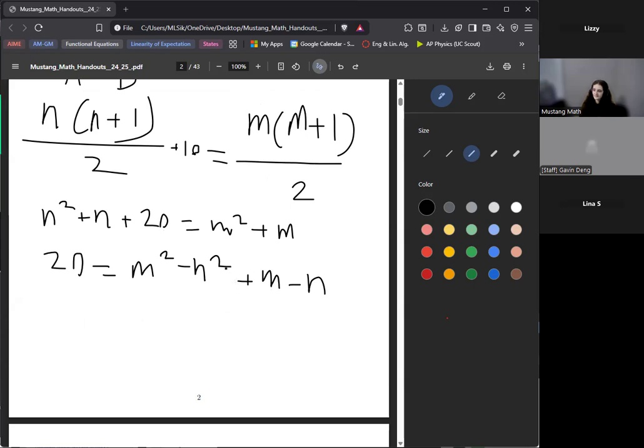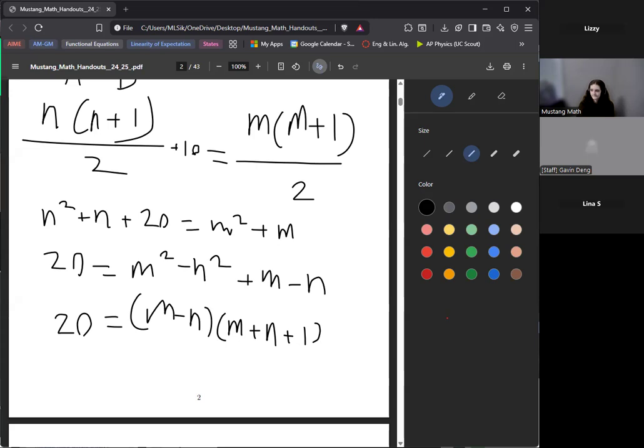Yeah, and absolutely. Then m minus n times m plus n plus m minus n times 1 is equal to m minus n times m plus n plus 1. And then that's equal to 20.